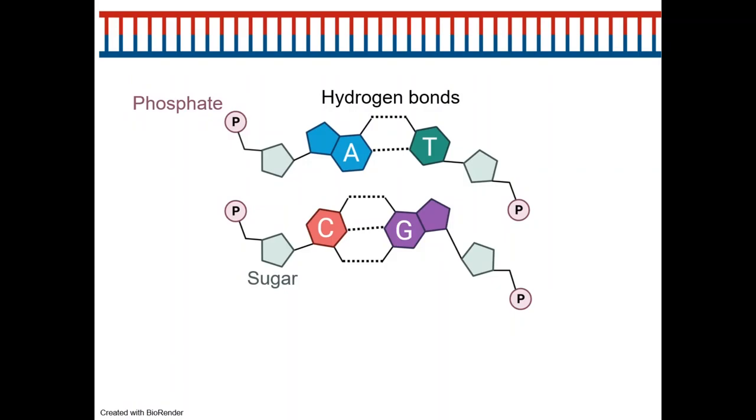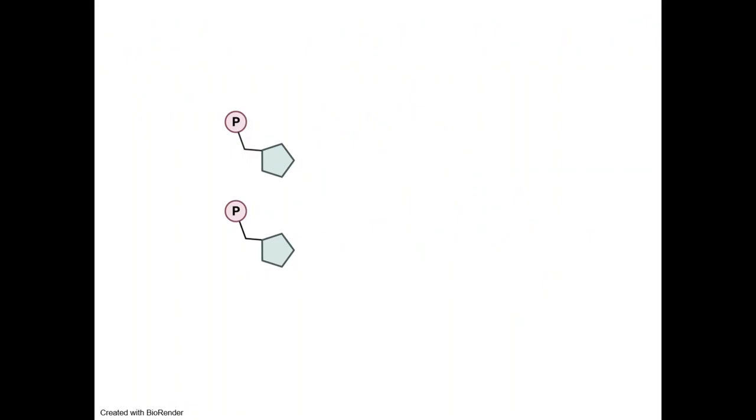Attached to each nucleotide, there is a sugar and phosphate group. The poles of the DNA ladder are connected by phosphodiester bonds between a sugar and a phosphate group of the neighboring nucleotide. Let's take a closer look at the sugar and phosphate groups.